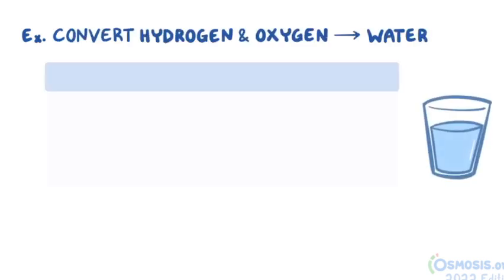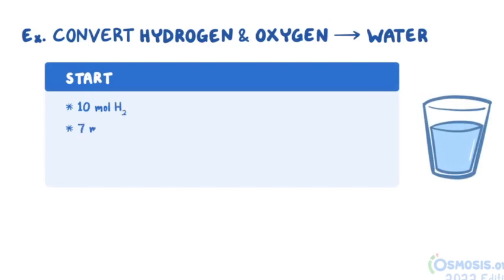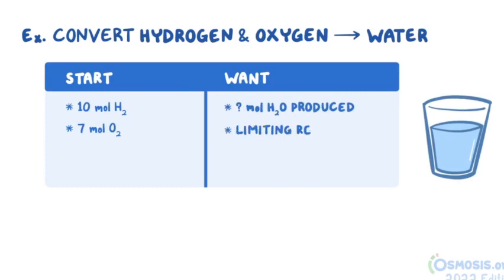Now let's do another example using an actual chemical reaction. Let's say we want to convert hydrogen and oxygen into water. We start with 10 moles of hydrogen and 7 moles of oxygen, and we want to determine how many moles of water are produced, and which reactant was our limiting reactant.